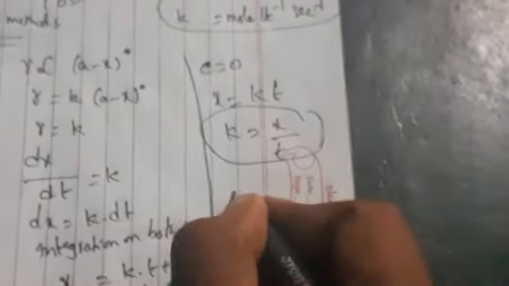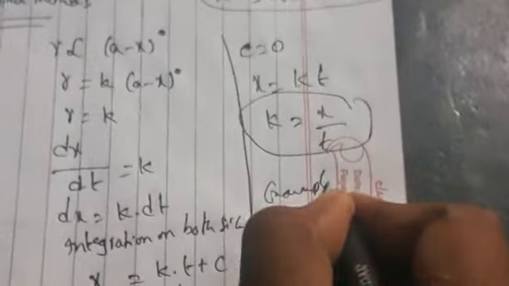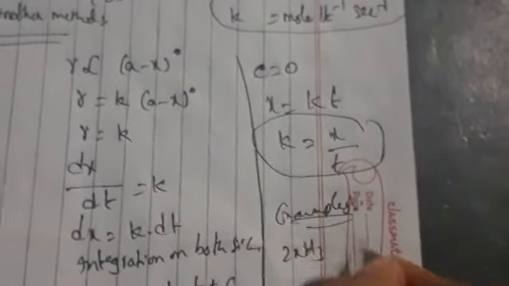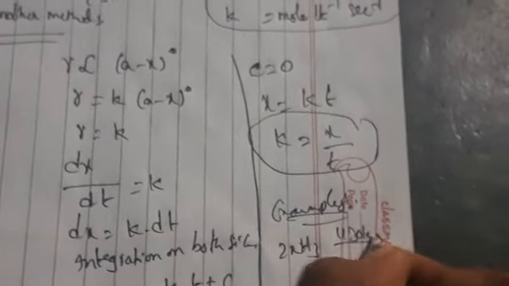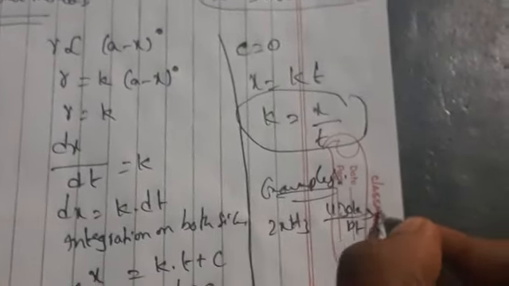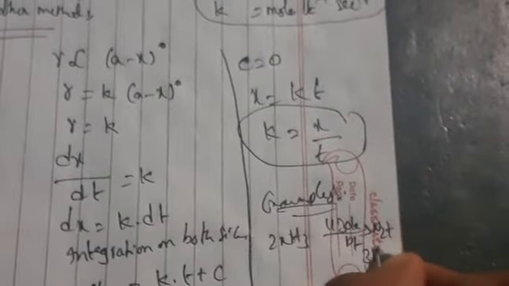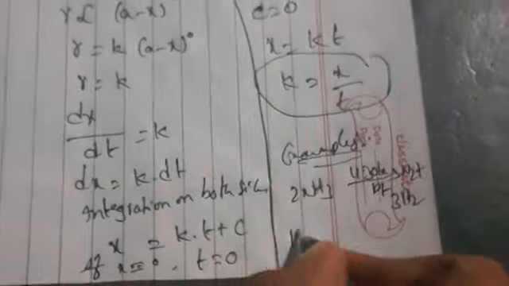Examples we can write for this: 2NH3 at 1130 Kelvin on platinum gives N2 plus 3H2. This is an example of a zero order reaction. Also we can take H2 plus Cl2 gives rise to 2HCl. And also 2HI gives rise to H2 plus I2. So these are all examples of zero order reactions.